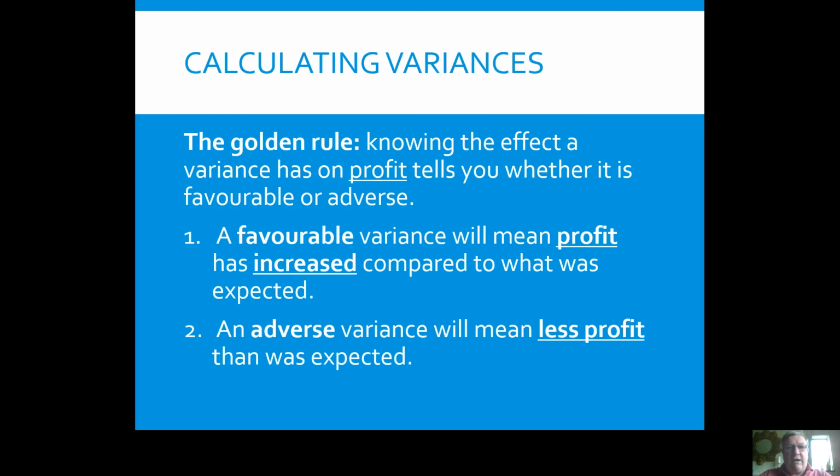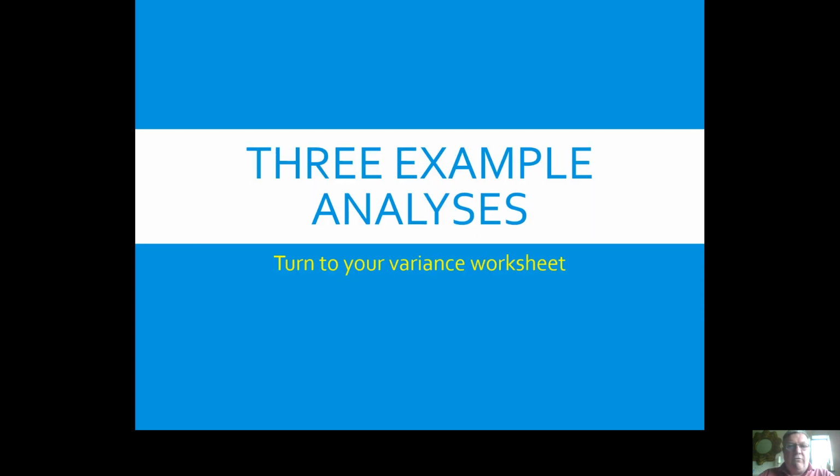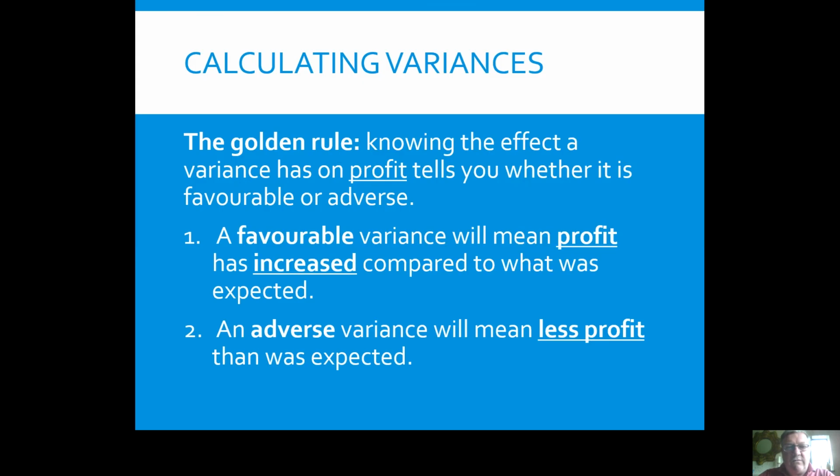So here's how we calculate variance. There's a golden rule to tell if it's adverse or favourable, and it's the impact on profit. A favourable variance will always see profit go up, and an adverse variance will always see profit go down, or be less than you expected, or less than you had hoped for. Sorry, I slipped too quick there. Pause that, make those notes, and when you've written them down, move on from your pause.